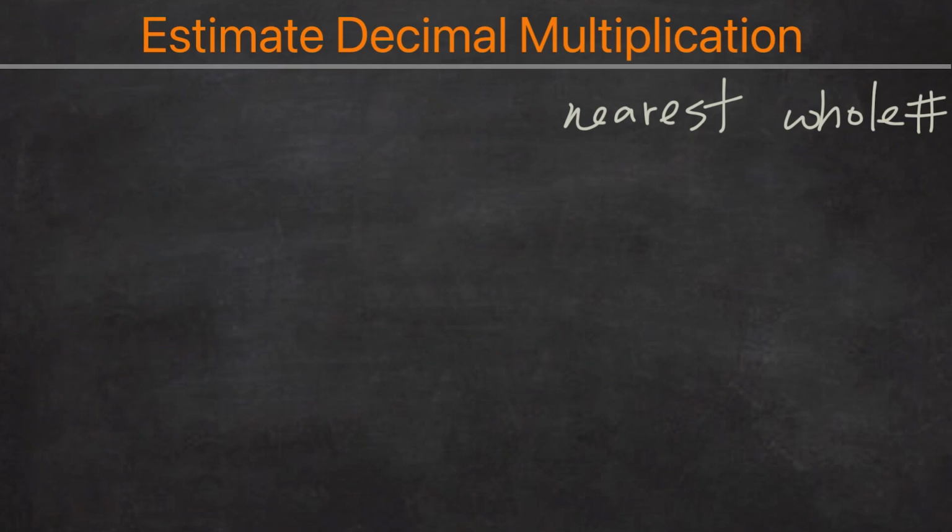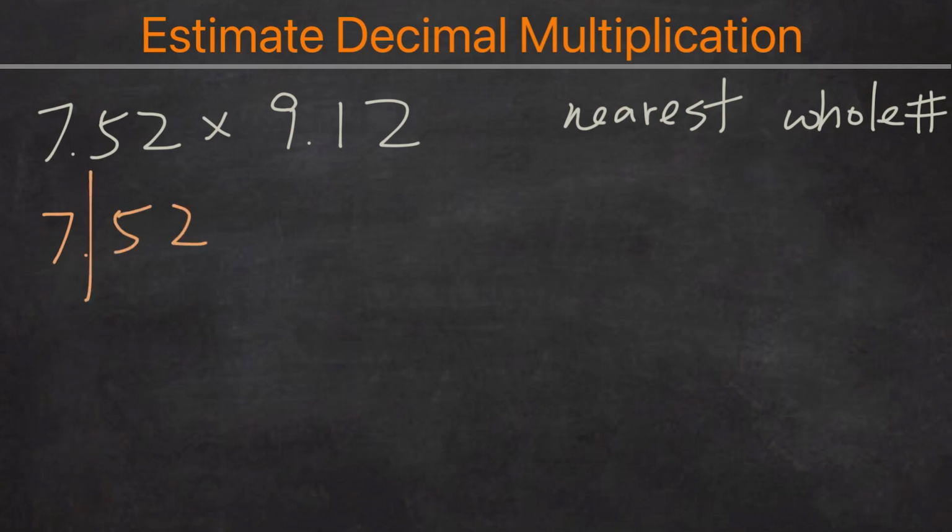Now let's try another one. In this case, 7.52 multiplied by 9.12. Now feel free to pause the video if you would like to work on this yourself before the answer is revealed. Simply play the video again when you are ready to see the answer.